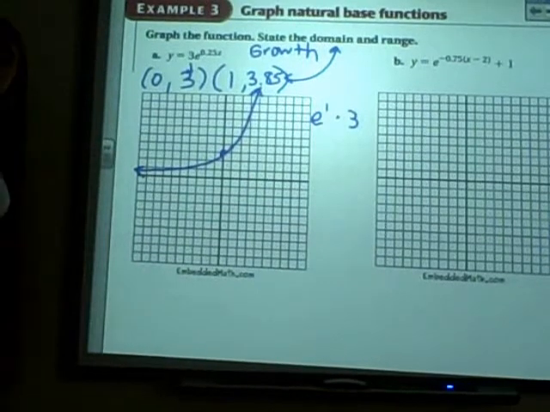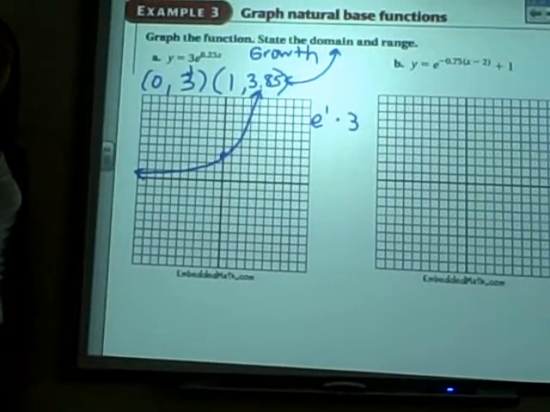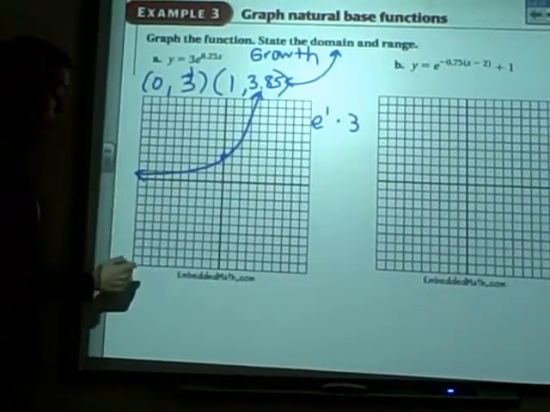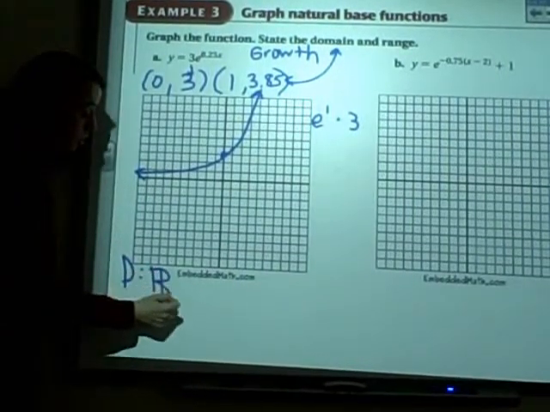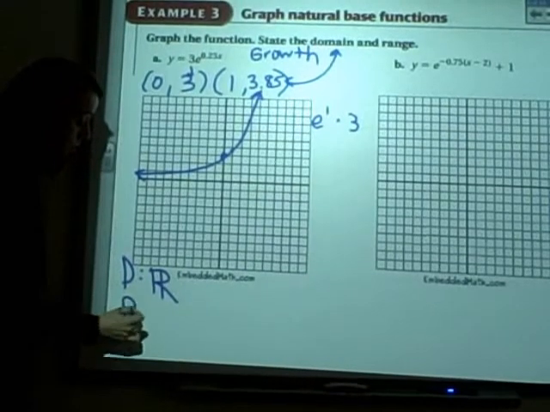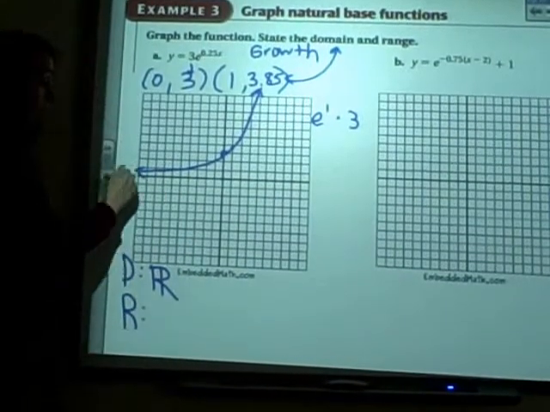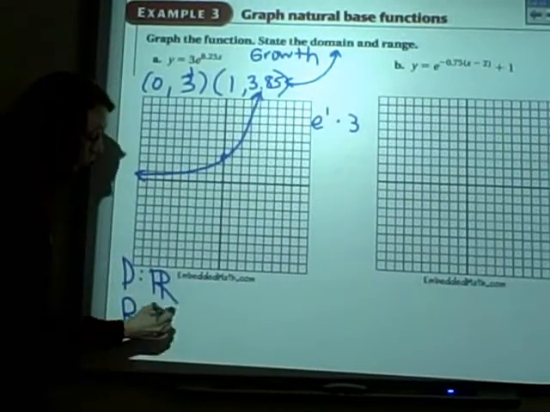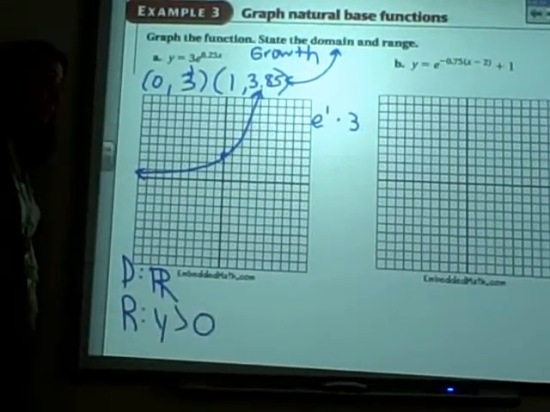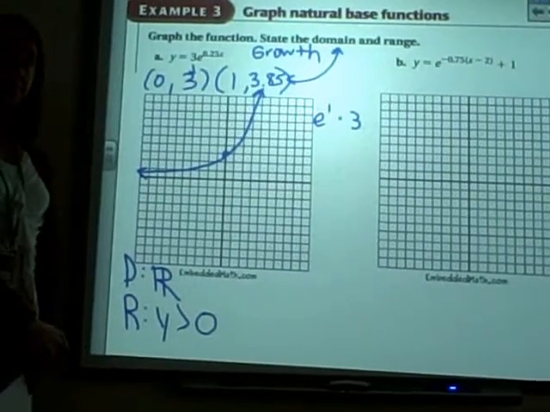Okay, so we have our typical exponential growth curve. That means that the domain is going to be all real numbers, and my range, again, we have that asymptote at y equals 0, so my range has to be y is greater than 0.